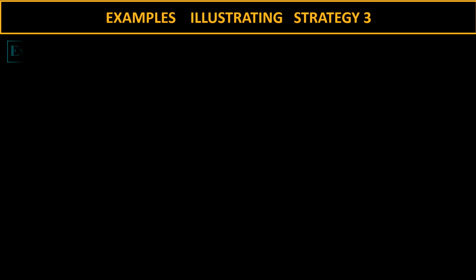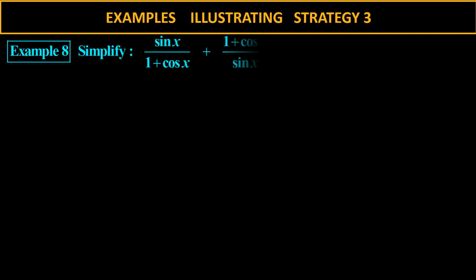Let's look at example number 8. Okay. First of all, strategy 1. Are there any like terms? No. Can I cancel? No. Can I remove any brackets? No. Reduction identities? No.